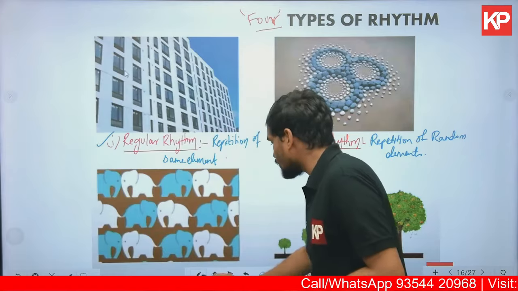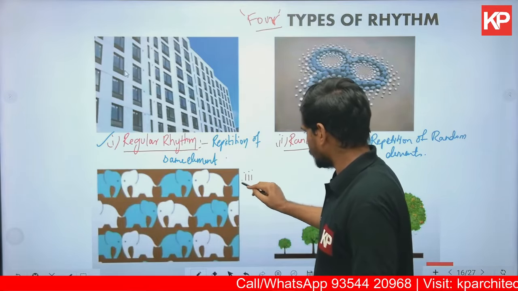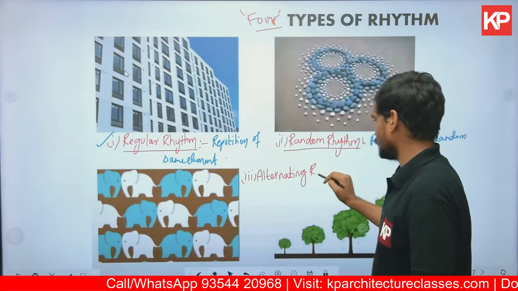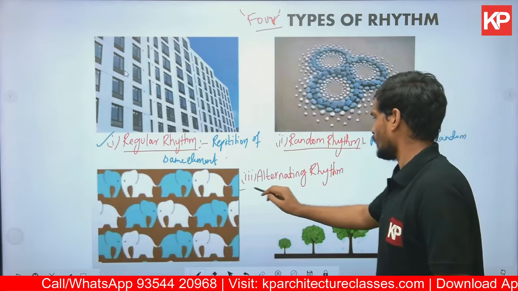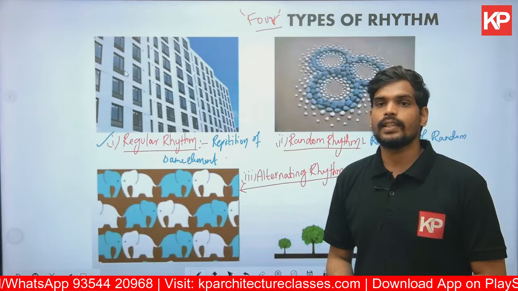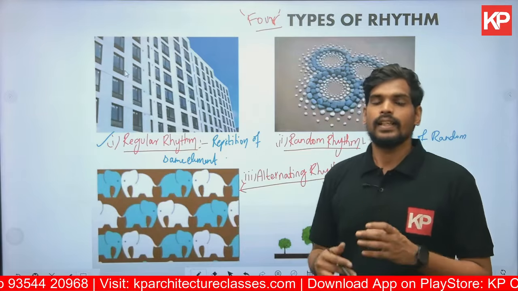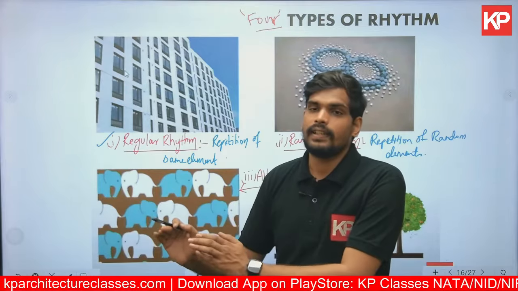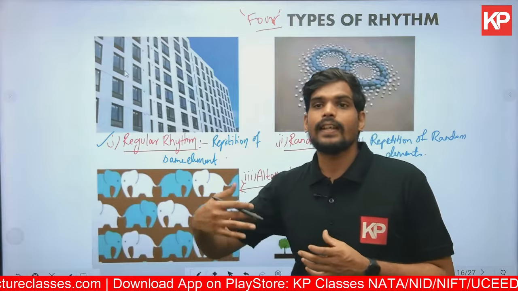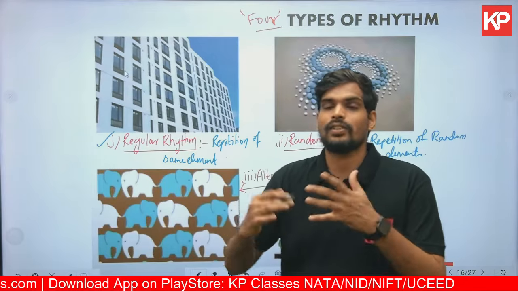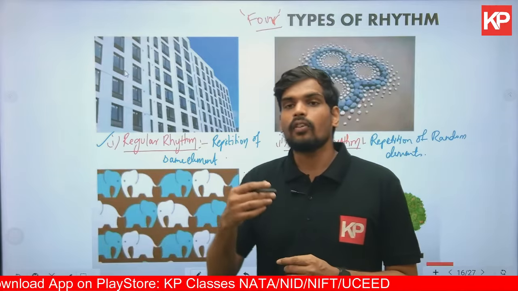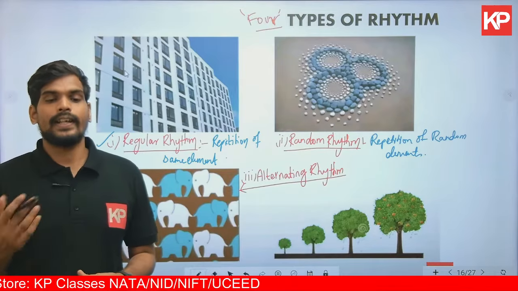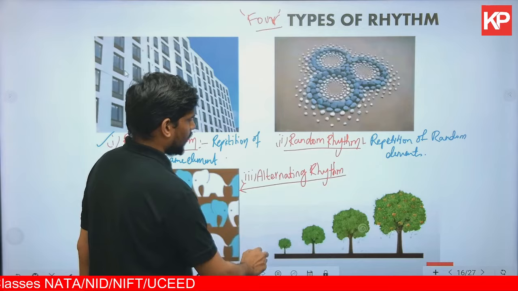Third type of rhythm is alternating rhythm. This picture, it is the third type of rhythm, which is alternating rhythm. What is alternating? There is some parameter which is alternating. You have a blue elephant and a white elephant, again you have a blue elephant and then a white elephant. So what is repeating here? The alternating feature, one blue one white, one blue one white. So that is alternating rhythm. There should be an alternating parameter in the design, alternating element in the design. So that is repetition of alternating feature. So that is the third type of rhythm, alternating rhythm.